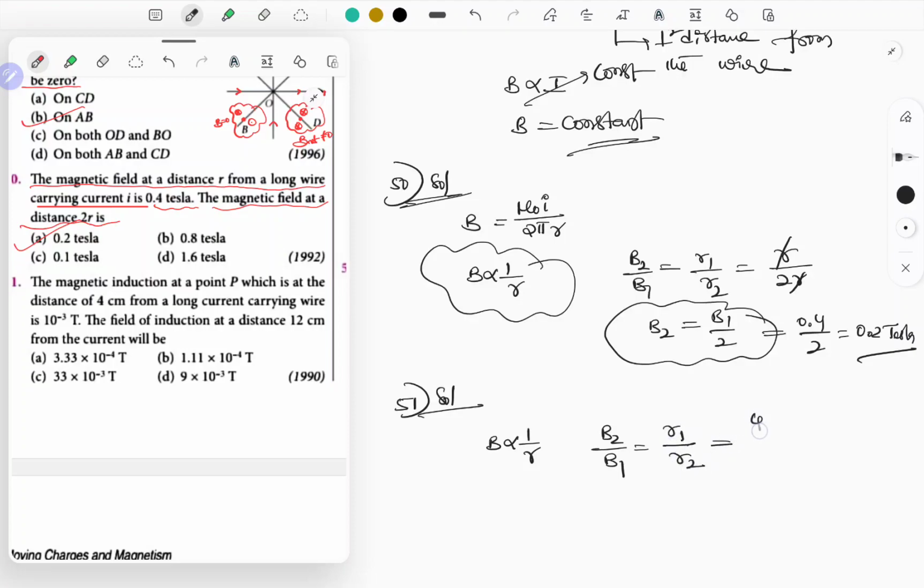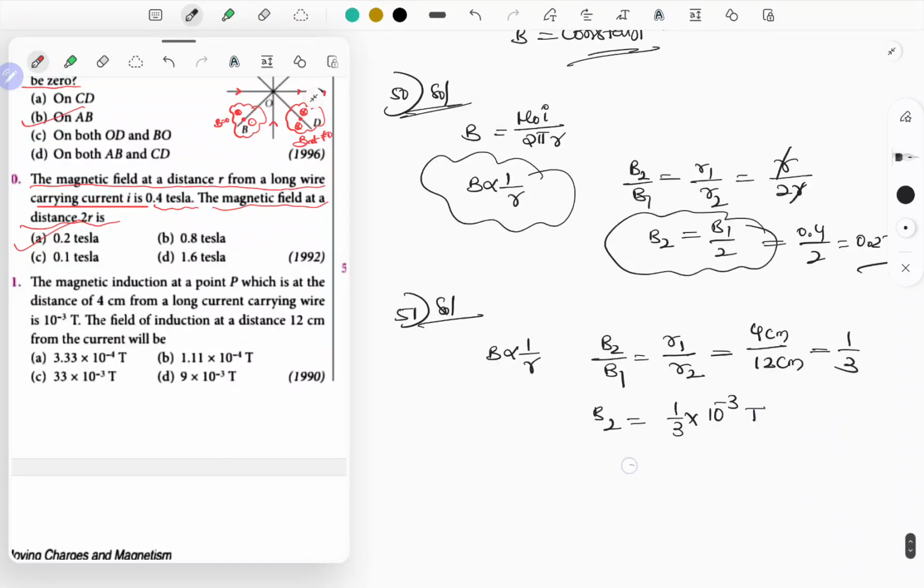R1 is 4 centimeter. R2 is 12 centimeter. So which is going to be 1 by 3. Then B2 is equal to 1 by 3 times B1, where B1 is 10 power minus 3 Tesla, which can be written as 10 by 3 into 10 power minus 4, which is 3.33 into 10 power minus 4 Tesla. Option A is the correct answer.